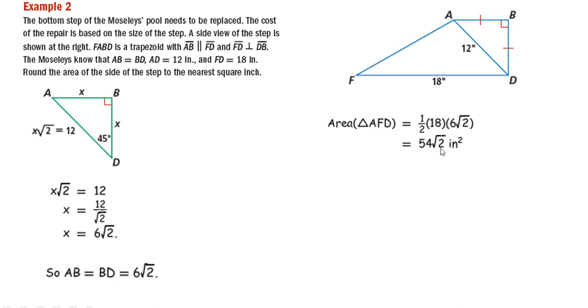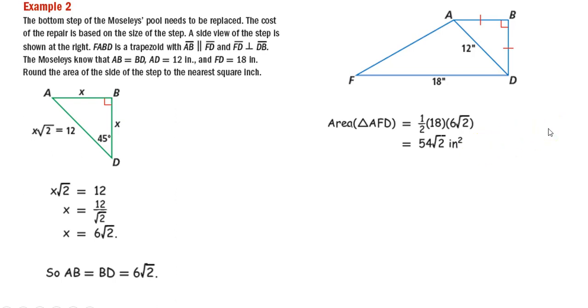Notice I don't change the square root of 2 to a decimal. We're just going to leave it as the square root of 2. So the 54 comes from 1/2 times 18, which is 9. 9 times 6 is 54. So that's the area of this, and we're just going to leave the square root of 2. We're not going to change that to a decimal, because this is going to be kind of a mess.